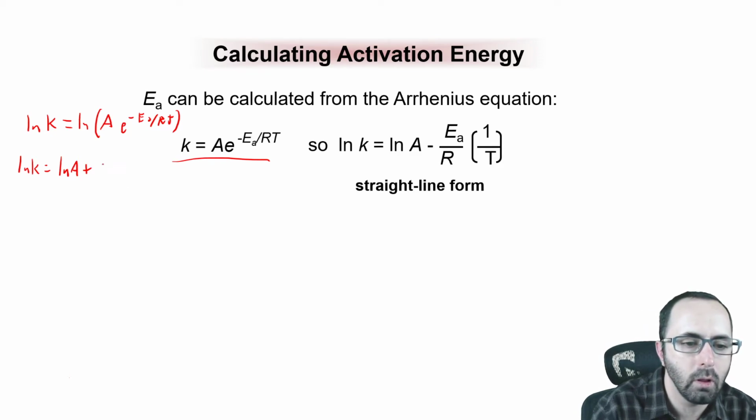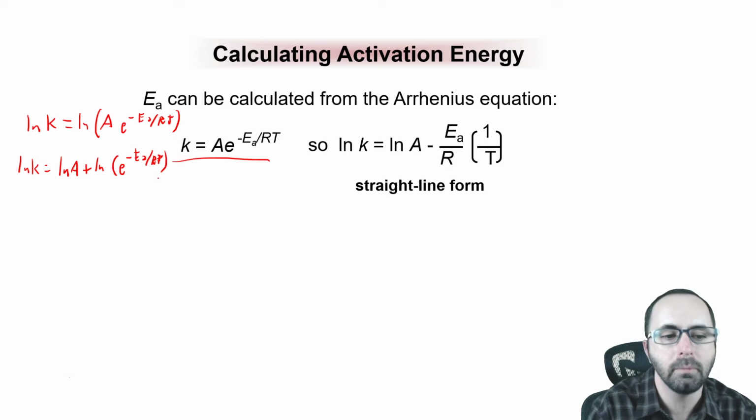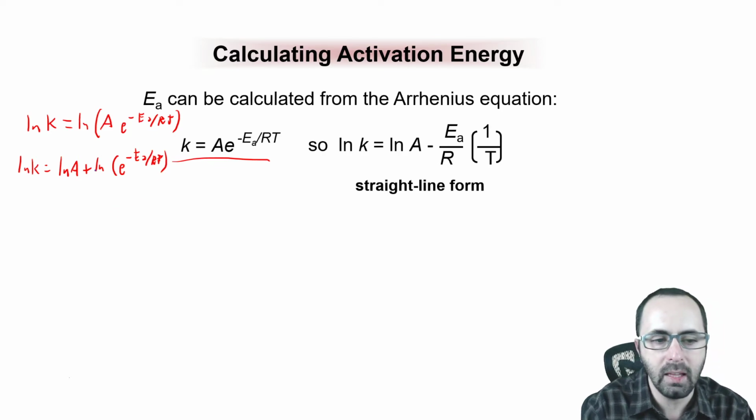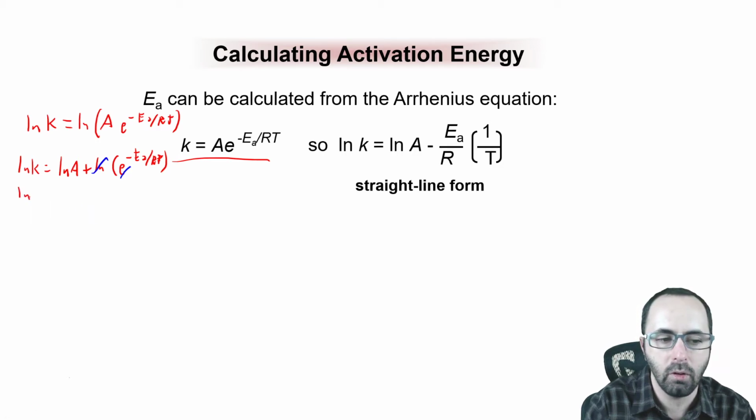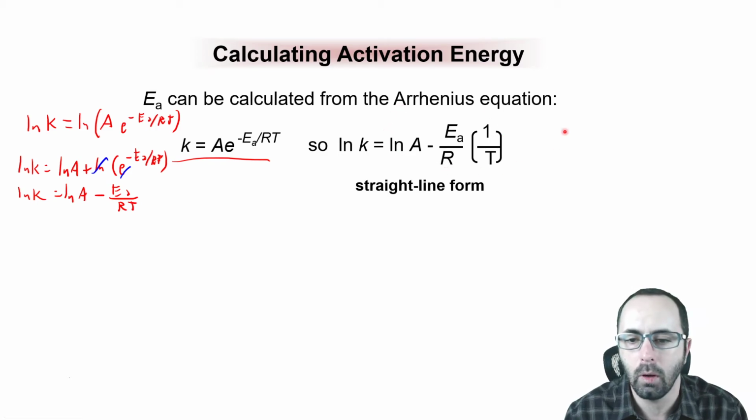And plus the natural log of e to the minus EA over RT. Well, if we take the natural log of e, that gets rid of the e. So now we have the natural log of the rate constant equals natural log of A, and we have a minus here, so it's minus EA over RT. And now if we just separate out the T, we move the T over by itself, we get this equation right here.